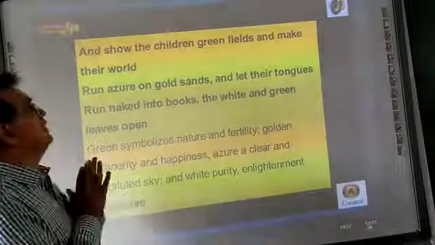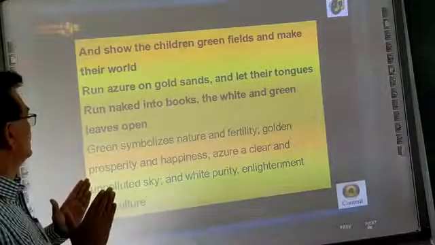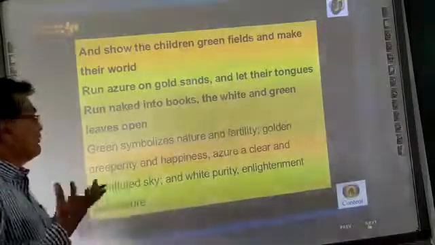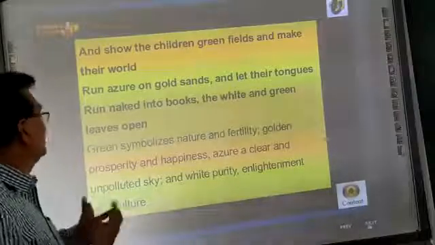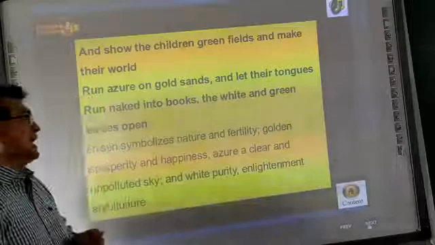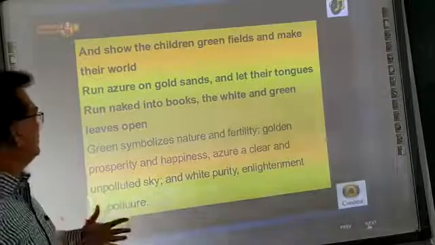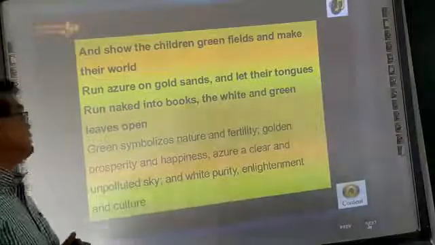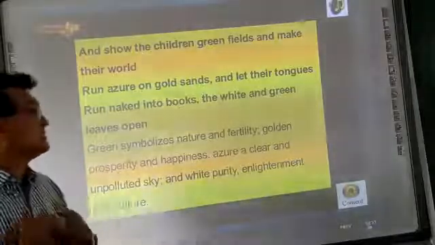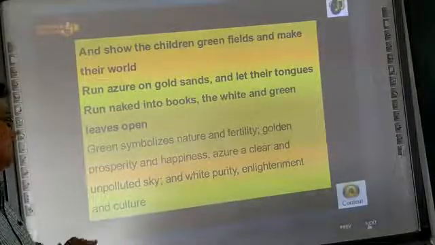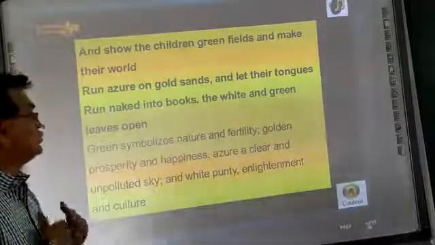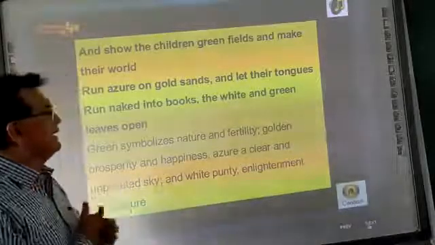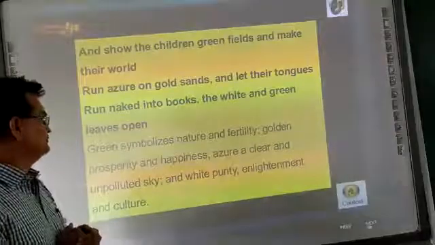"And show the children green fields and make their world a azure." So green symbolizes nature, prosperity, fertility, golden prosperity and happiness. Azure, a clear and unpolluted sky. "Run azure on their sands, and let their tongues run naked into books, the white and green leaves open." So let them have expression. White to the books and green leaves, the bright future they have; white is purity, enlightenment and culture. So white leaves are books and green leaves, so they will be enough for the future.